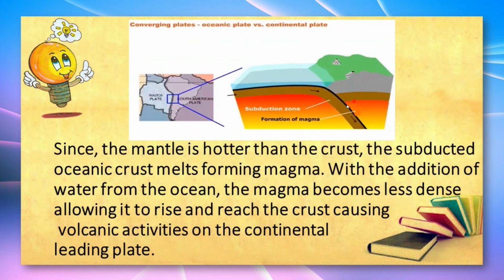Since the mantle is hotter than the crust, the subducted oceanic crust melts, forming magma. With the addition of water from the ocean, the magma becomes less dense, allowing it to rise and reach the crust, causing volcanic activities on the continental leading plate.